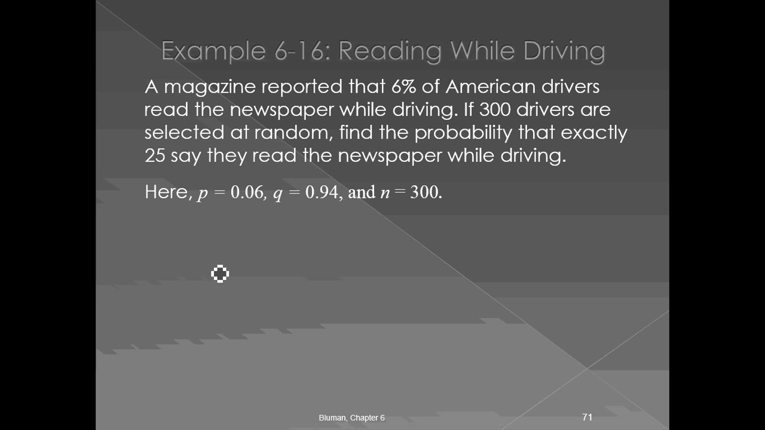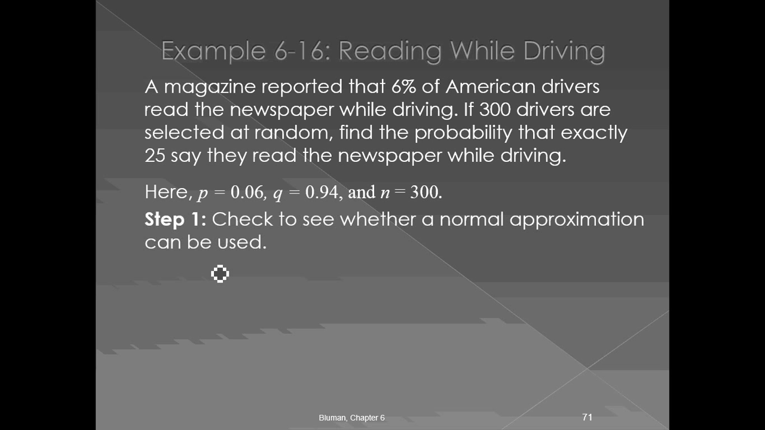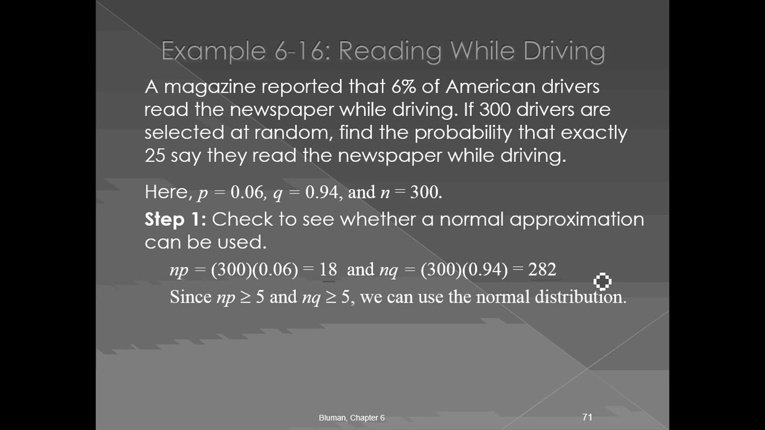The probability of a success would be reading while driving, so that's 6%. A failure would be 94%. You just go 1 minus 6%, and then n is 300. So we check to see whether we can use it or not. So 300 times 0.06 and 300 times 0.94. Both numbers, 18 and 282, are greater than or equal to 5, so we're good to go.